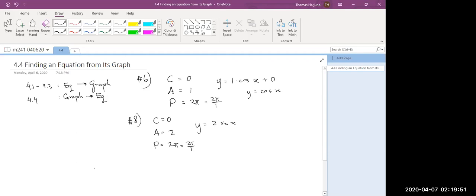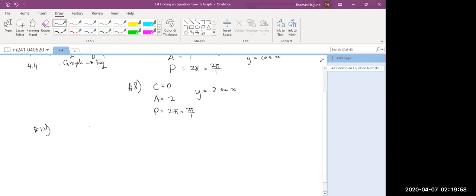How about number 12? The center is 0. How about the amplitude? 1. Is it sine or cosine? Cosine. That's a cosine shape. How about the period? Pi. So it must be 2 pi over 2, right? Yes. So y equals 1 cosine 2x plus 0, or simply y equals cosine 2x.